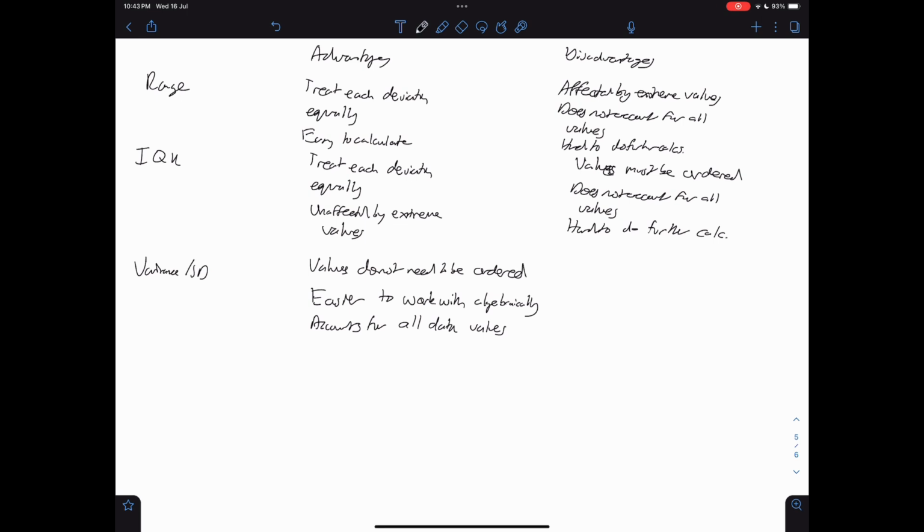But for the disadvantages, it does give greater emphasis to larger deviations because of the squaring in it, and it's far more affected by extreme values than the IQR. Do lots of practice.